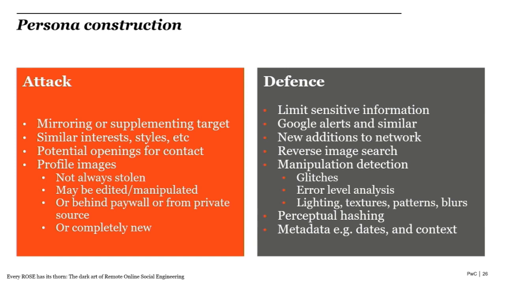From a defender's perspective, in addition to the steps from the previous step, there are various things that a defender could do to try and work out if a profile image is genuine. They could do reverse image search. They could look for evidence of manipulation, so error level analysis, glitches. They could use something called perceptual hashing, which is a measure of the similarity of an image, and they could look at image metadata as well.